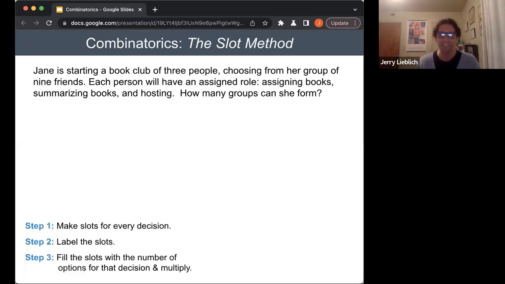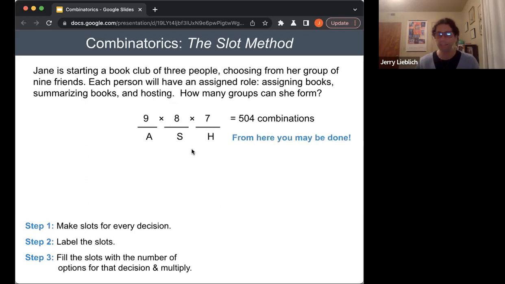Okay, so let's walk through this. Step 1, we draw a slot for each decision. We're choosing 3 people, so we draw 3 slots. Step 2, we label the slots. We have an assigner, a summarizer, and a host. And as I said, this will later become very important. Then we say, okay, how many choices do I have for the first slot? Well, we're choosing from 9 friends, so it's going to be 9. For the second slot, I have 1 less friend, so it's 8. 1 less for the third, 7. I take these and I multiply them, and I get 504.